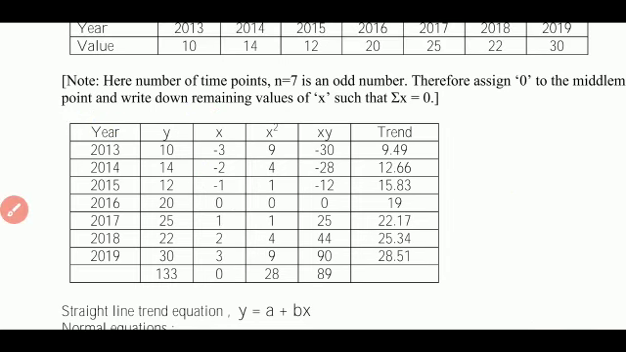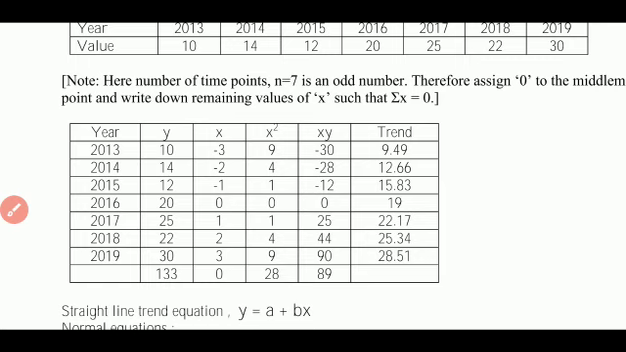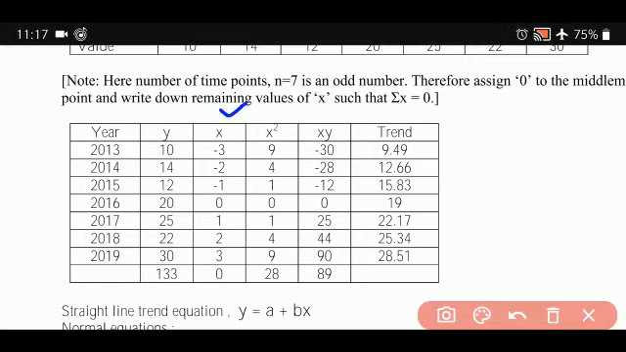Then what is the next column you need to make? You need to make the column x square. X square is nothing but -3 into -3 is 9, -2 into -2 is 4, -1 into -1 is 1, then this is 0, 1 into 1 is 1, 2 into 2 is 4, 3 into 3 is 9, and summation x square is 28. Now what is the next column? The next column you need to make is x into y. So 10 into minus 3 is going to be minus 30. 14 into minus 2 is going to be minus 28.